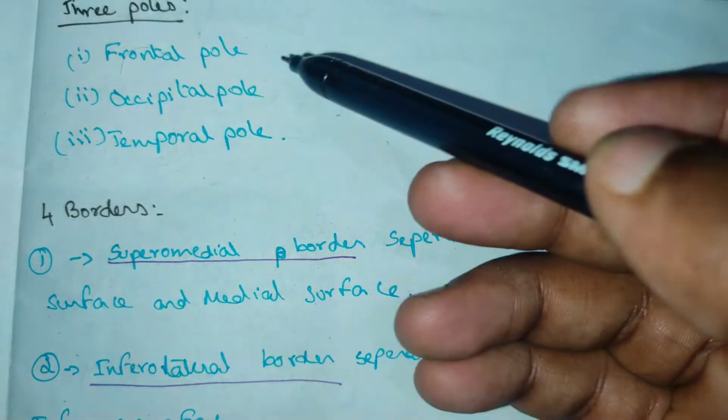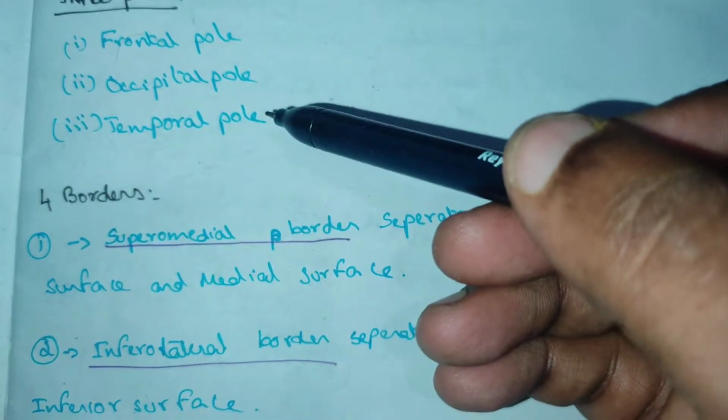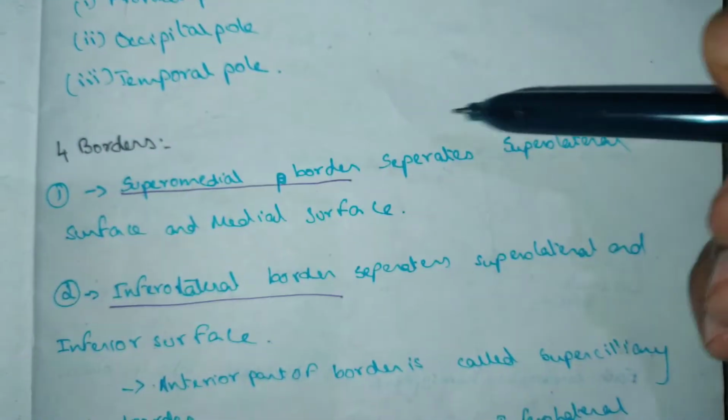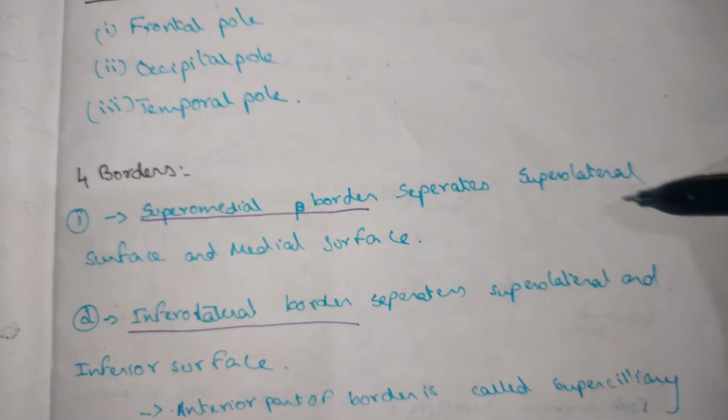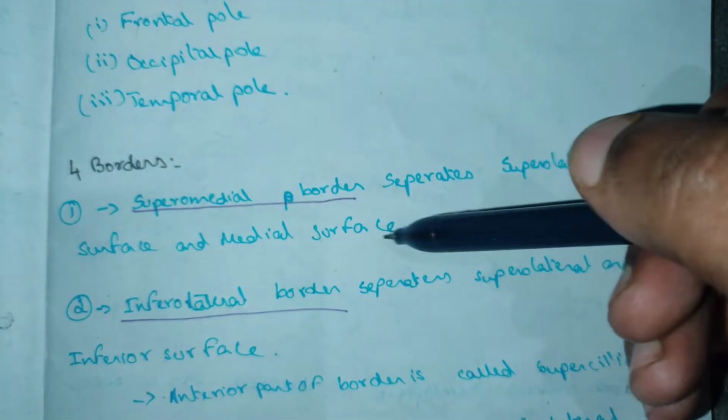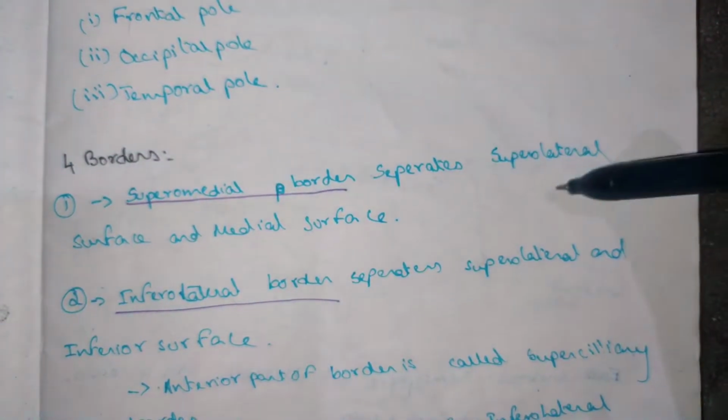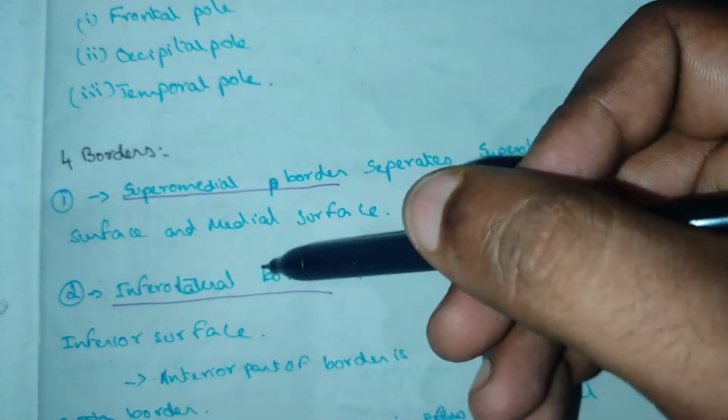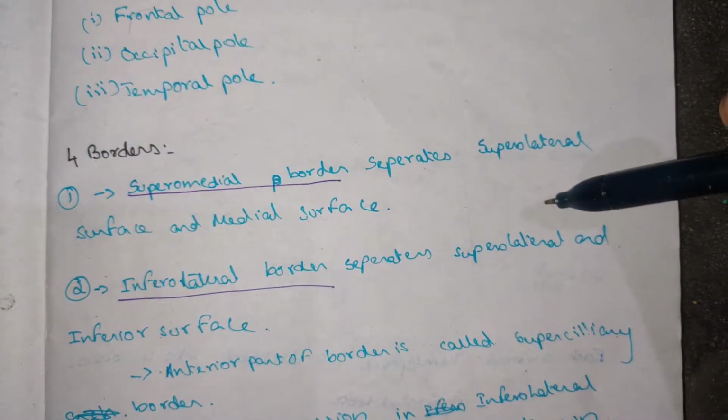The three poles are the frontal pole, occipital pole and temporal pole. The four borders are: the supromedial border, which separates the supralateral surface and the medial surface; and the infralateral border, which separates the supralateral as well as the inferior surface.